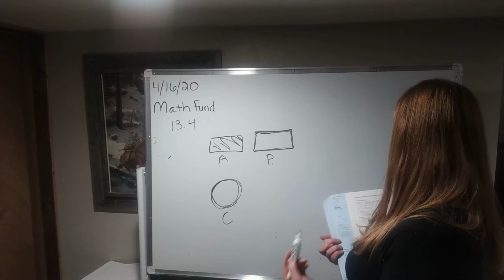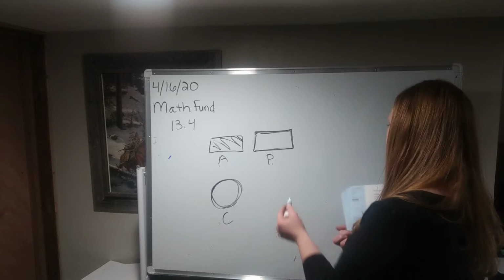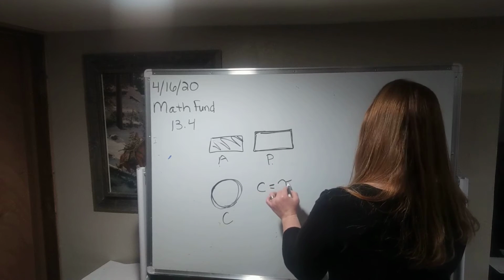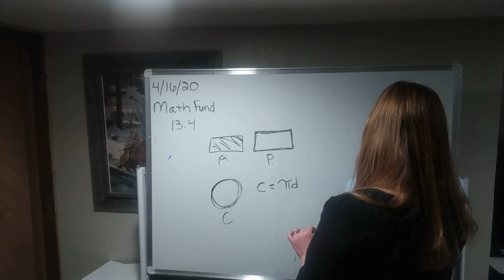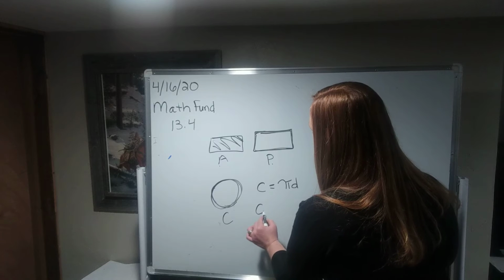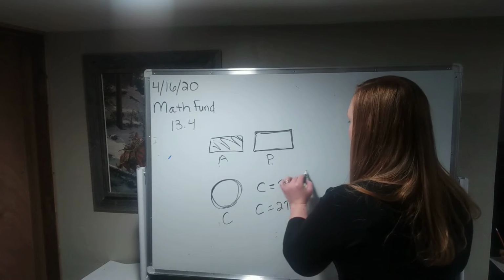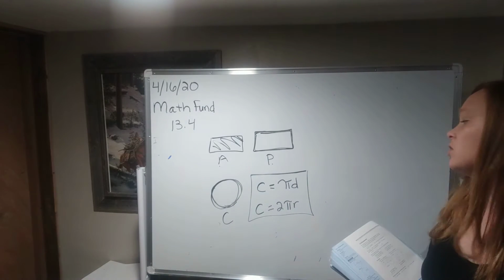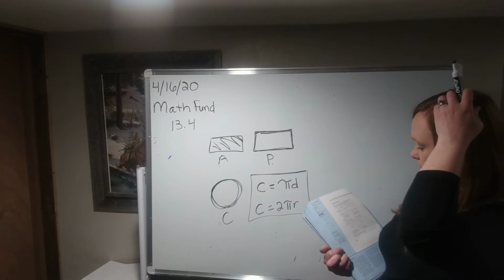Okay, so for circumference, we have a formula, which is circumference equals pi d. Circumference can also equal 2 pi r. So these are your two formulas for circumference, and we'll talk about why they actually mean the same thing as we break this down and get into it.